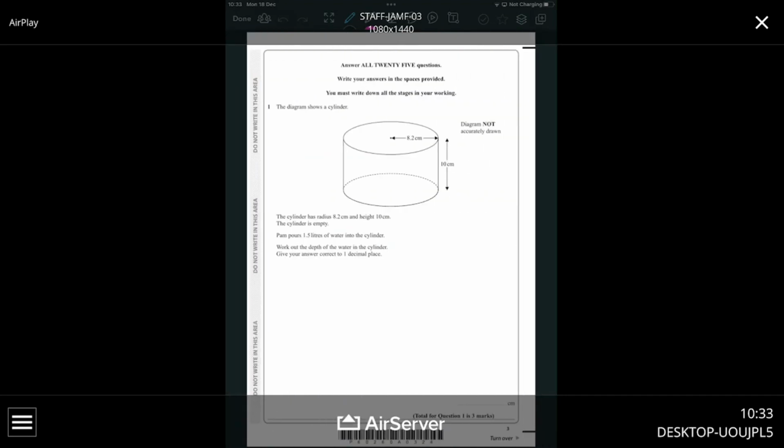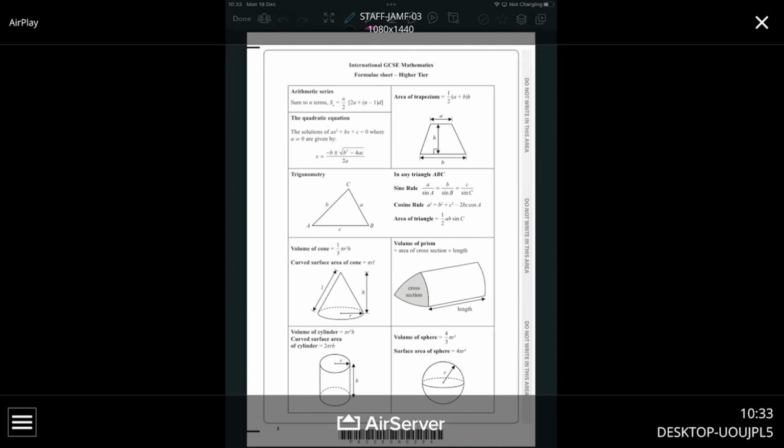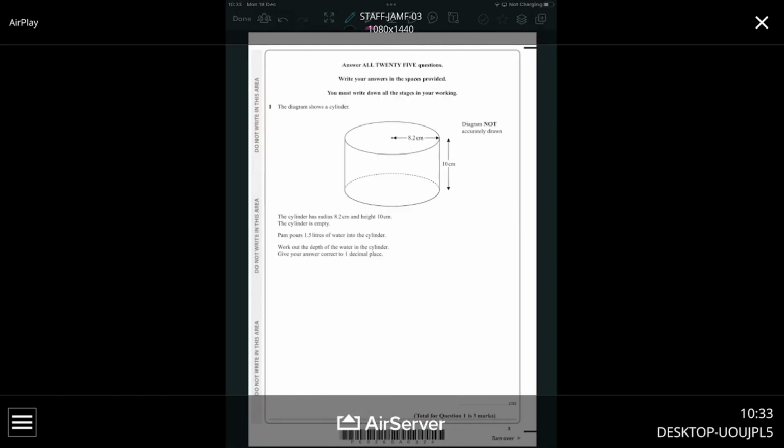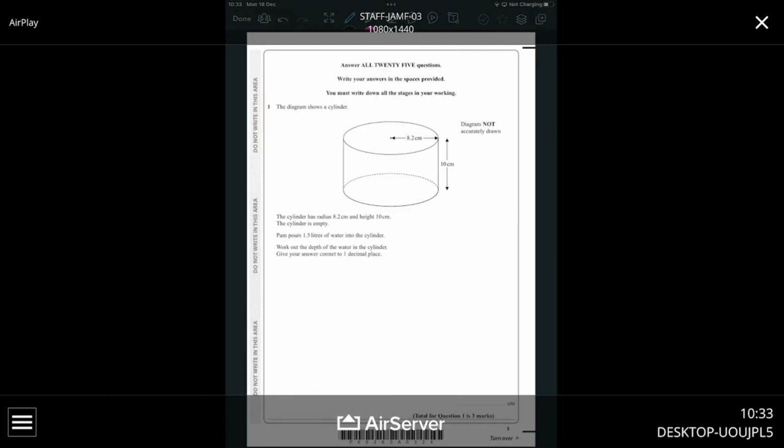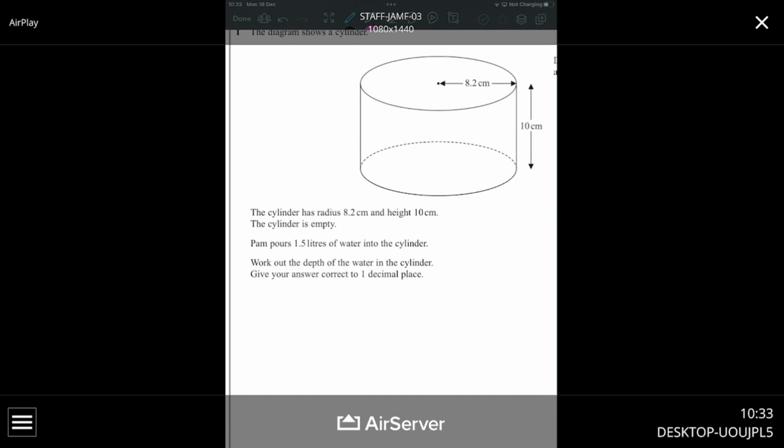We have a cylinder. Of course, on the formula page we do have some of the important pieces of information about a cylinder, including the volume and curved surface area. Our cylinder has a height and a radius. It is empty. We're pouring 1.5 litres of water into the cylinder, and we want to work out the depth of the water. Now, the first thing to remember is that 1 litre is 1000 centimetres cubed. A useful fact to turn this into the required units.